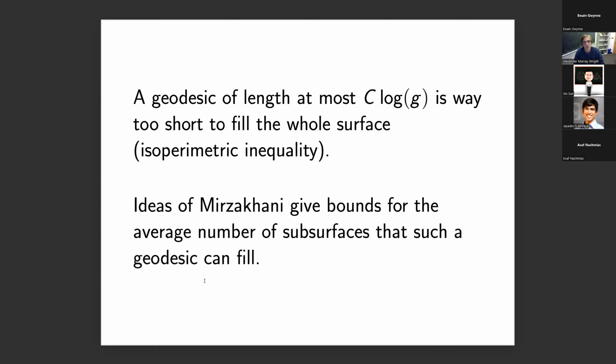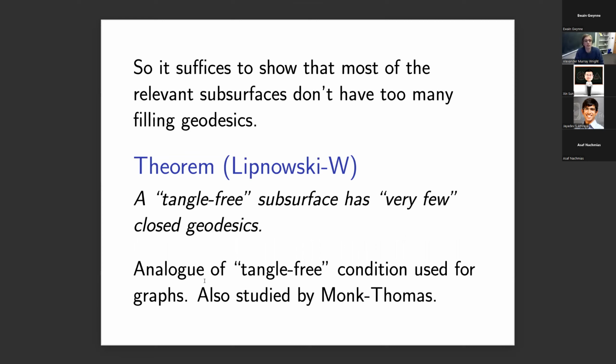Computations done by Mirzakhani give bounds for the average number of subsurfaces that a geodesic can fill. So again, this is the key way you do the accounting, the technical estimates: you think how many subsurfaces, how many geodesics per subsurface. And Mirzakhani, in a sense, has done the work of figuring out how many subsurfaces. And so really what you need to do is figure out how many geodesics per subsurface. And you only have to deal with certain subsurfaces. And so what we do is reduce to what you might call the tangle-free subsurfaces and show that each has very few geodesics.